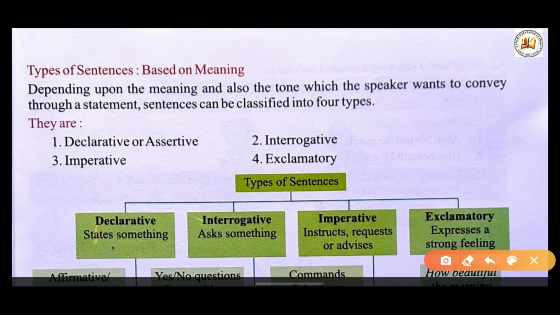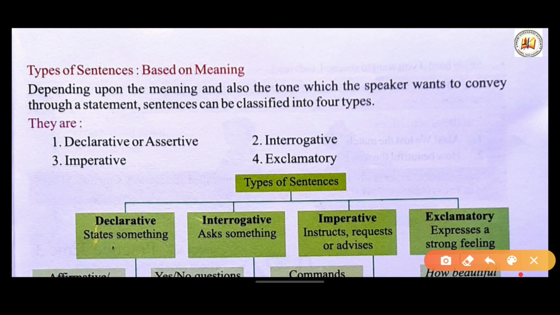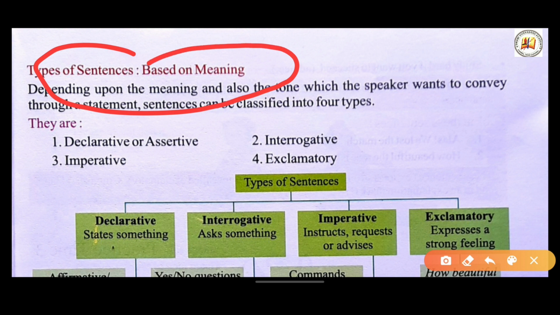So in this video we are discussing types of sentences. Depending upon the meaning and also the tone which the speaker wants to convey through a statement, sentences can be classified into four types. Here are the types of sentences based on meaning.